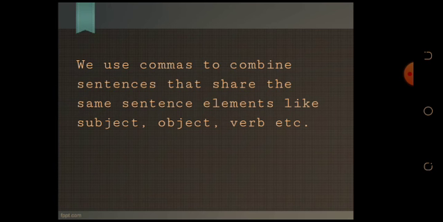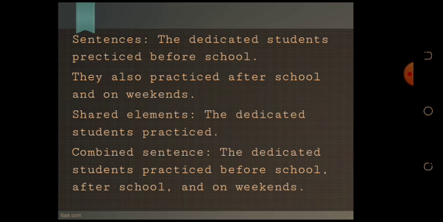Also, we use a comma to combine sentences that share the same sentence elements, like subject, object, verb, etc. Sometimes we have 2 or 3 sentences that may be about the same person. That's a shared element. Let's take an example. The dedicated students practiced before school. They also practiced after school and on weekends. Do you see that in the 2 sentences the subject is still the students and the verb is still practiced? Do you notice that? Shared elements.